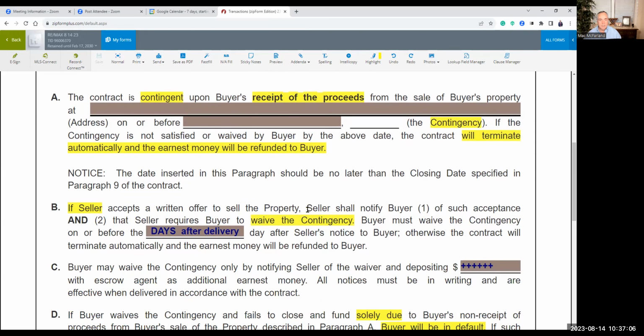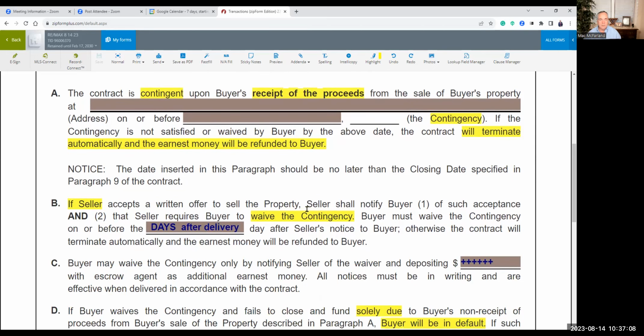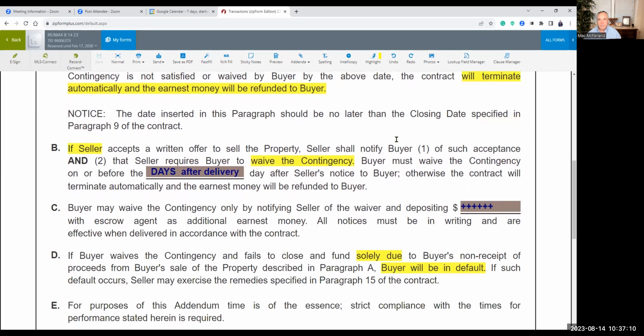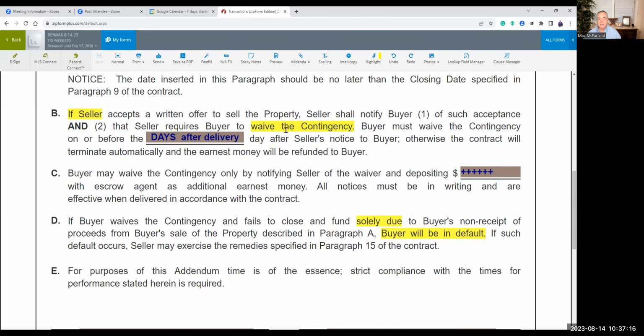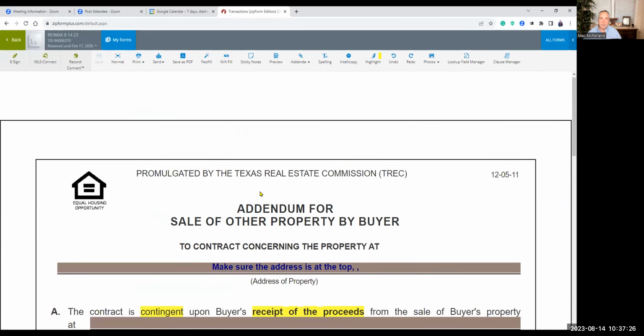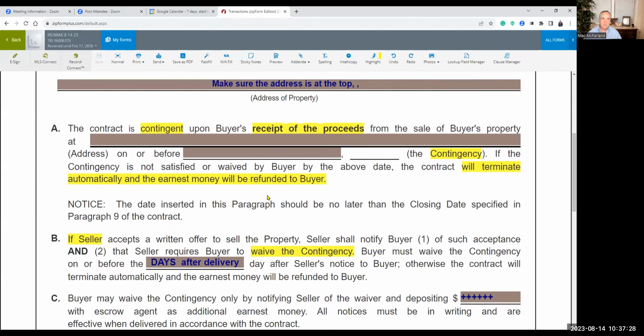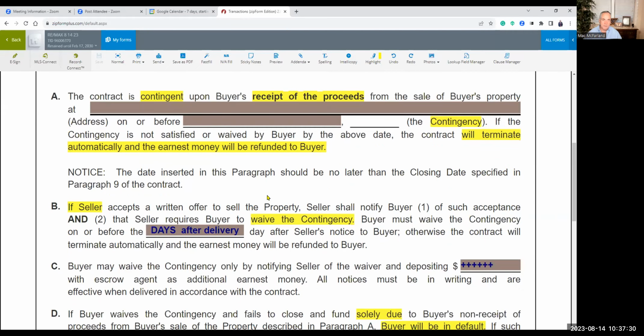Some of the other items that are on here: if the contingency is not waived or satisfied, it's going to terminate, right? If the seller accepts a written contingency, and I've shared this in the past, this is one of the reasons why some agents don't use this. And to be frank about it, I don't see where you have that choice. It's designed to be used for this purpose. If you use the system, it works. Other way, it can get real messy.